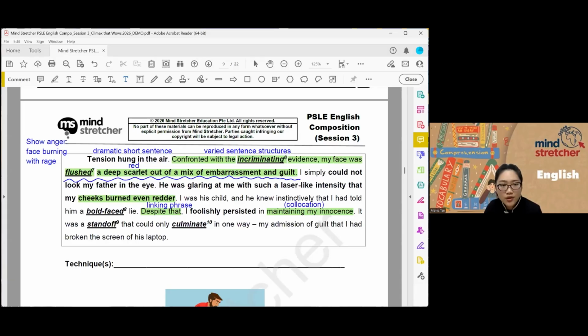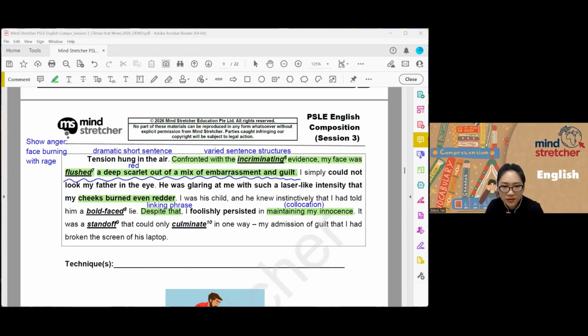It was a standoff that could only culminate in one way, my admission of guilt. That means no matter what my father says, no matter what I think, eventually I will have to admit it. Because my father knows I'm lying, I know I'm lying. There's no way out. What technique is used here? Actually, after all these highlighting and all that, you will know it is show not tell.